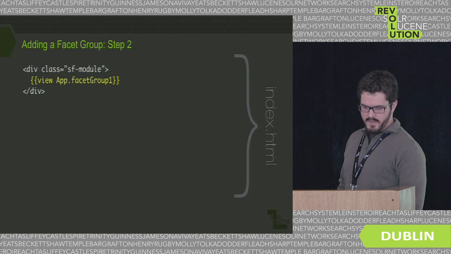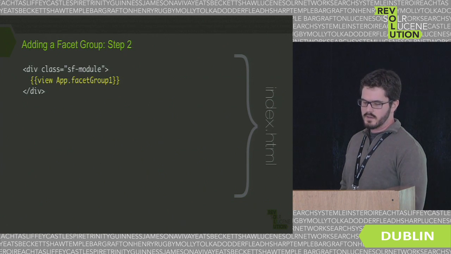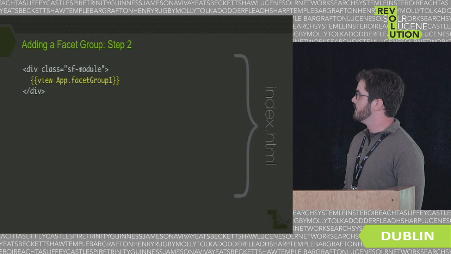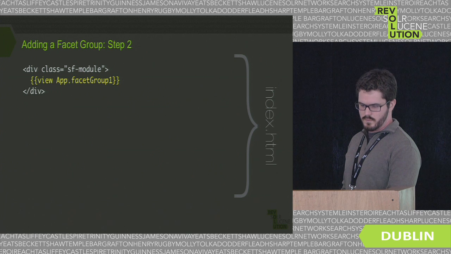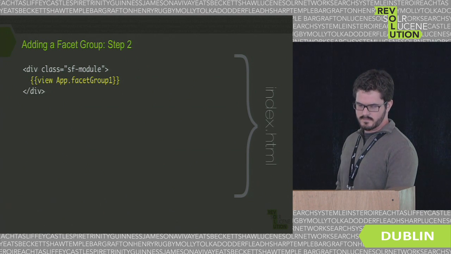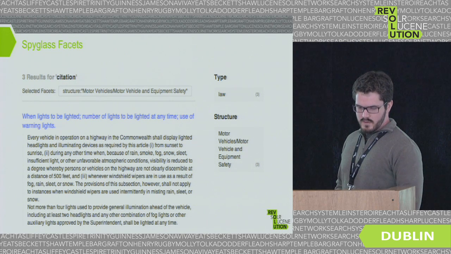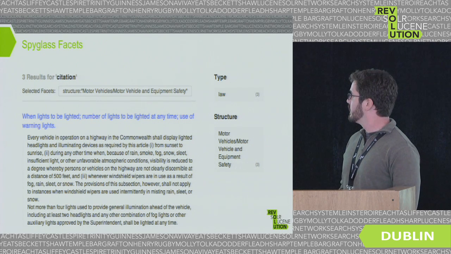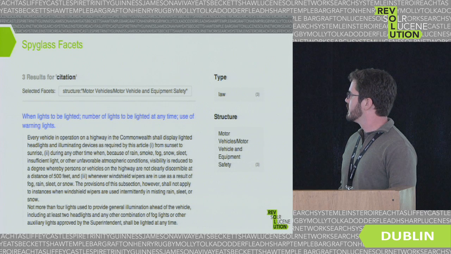And finally we need to add that to our template, and we would do that by adding a view, and here that would be app.facetgroup1, which is what we just initialized. So here we have a completed minimal search engine based on SpyGlass.